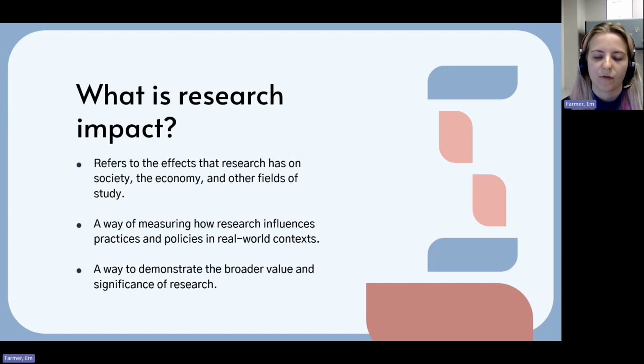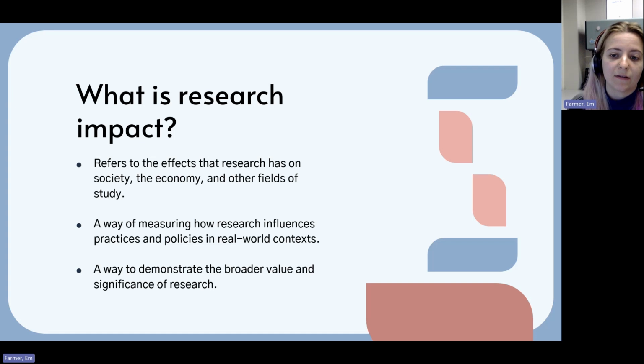So research impact refers to the effects that your research has on society, the economy, and other fields of study. In other words, how influential is your research and your publications? There are two main types of research impact, academic and non-academic. Academic impact is what you may already be familiar with. It's associated with H-indexes and impact factors, citation counts. It's how has your research influenced other research following along after yours.